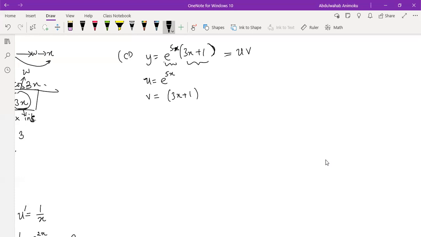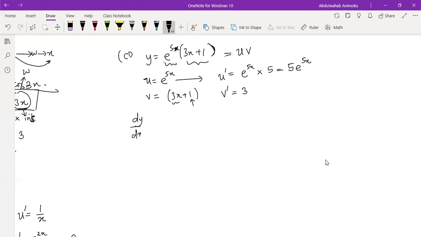So what I need to find is u prime, which is just the derivative of u with respect to x, and I think everyone now knows it is the derivative of e raised to the power 5x, multiplied by the derivative of the inside, which is 5, because we are going to use the chain rule. And secondly, the derivative of 3x plus 1, v prime, don't forget this is dv dx. The derivative of 3x is just 3, plus the derivative of the constant, which is going to be 0. So it's just 3.